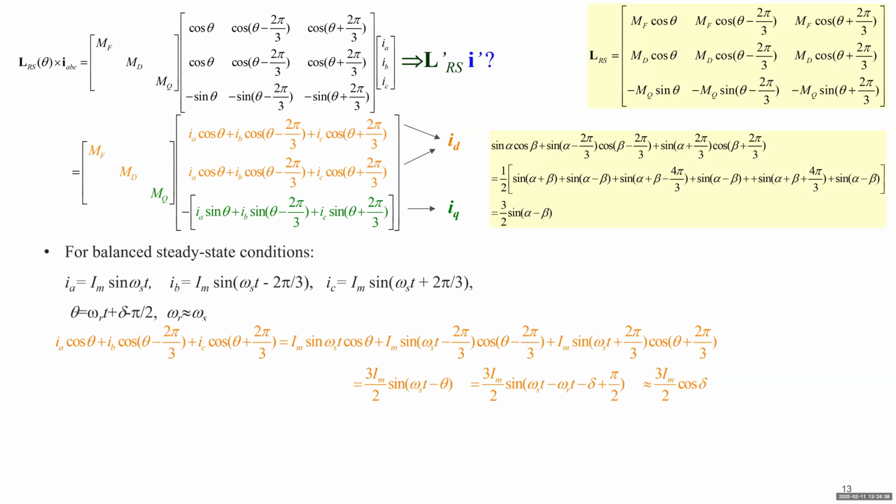So we are going to use this formula to largely simplify the calculation of ID and IQ. First, we calculate ID. We just plug those three into the orange expression, and we utilize this one to simplify, and we'll get this one. It's 3/2 multiplied by the original amplitude, and here we have the difference of two angles. Alpha here will be omega st, and beta here will be theta, right? So omega st minus theta, so alpha minus beta.